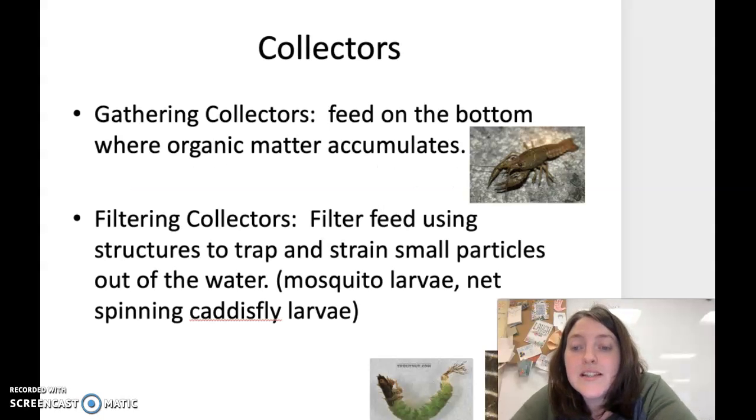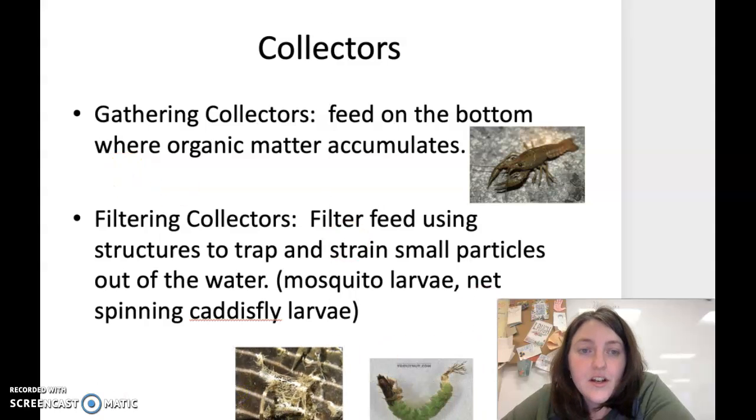The first one is the collectors. So we have two types of collectors. We have the gathering collectors. They feed on the bottom where organic matter accumulates. Crayfish are examples of this. And filter feeders feed using structures. They basically trap their food. So mosquito larvae, net-spinning caddisfly larvae, they create traps for their food, whereas crayfish just eat whatever is on the bottom.